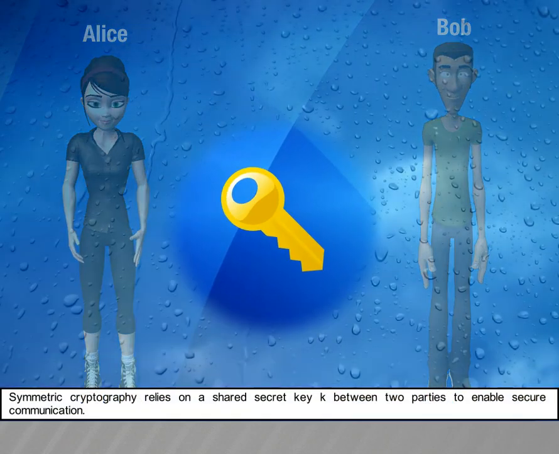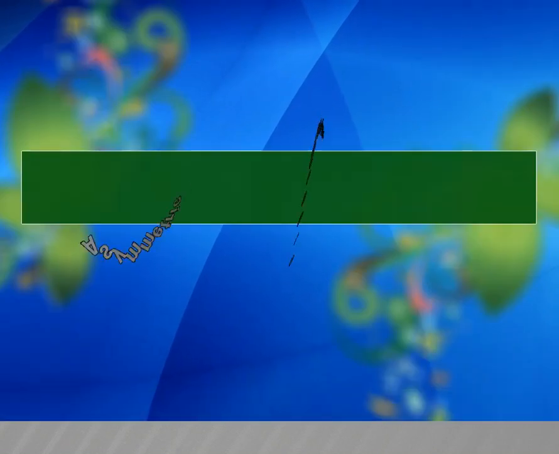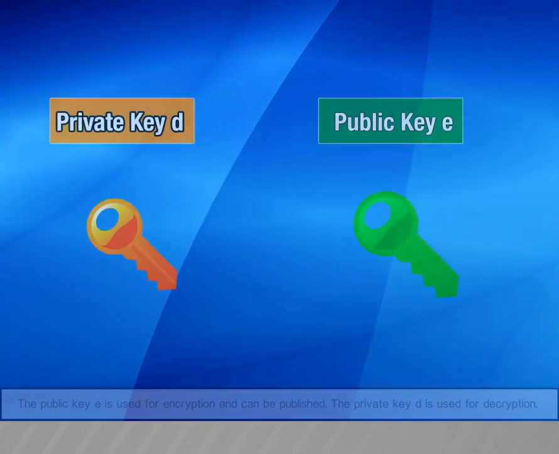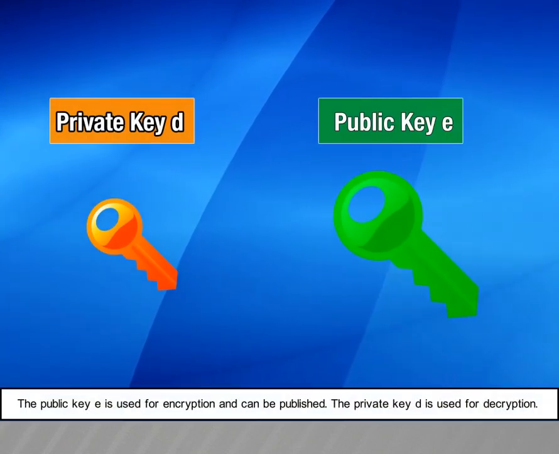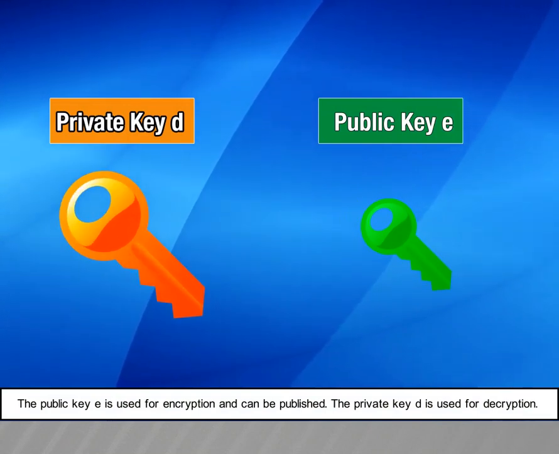Symmetric cryptography relies on a shared secret key K between two parties to enable secure communication. Asymmetric cryptography employs two different keys, a private key D and a public key E. The public key E is used for encryption and can be published. The private key D is used for decryption.